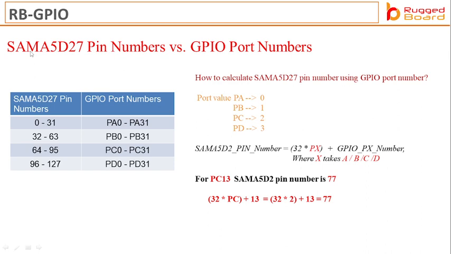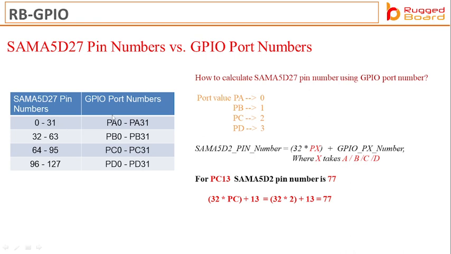In the Rugged Board A5D2X, the SoC is SAMA5D27. Consider SAMA5D27 pin numbers versus GPIO port numbers. As you see in the table, the SAMA5D27 pin numbers are listed from 0 to 127. But if we consider port numbers, they are given as port A, port B, port C, and port D. So 0 to 31 is port A, PA0 to PA31, and 32 to 63 is represented as PB0 to PB31, another port. Likewise port C and port D.